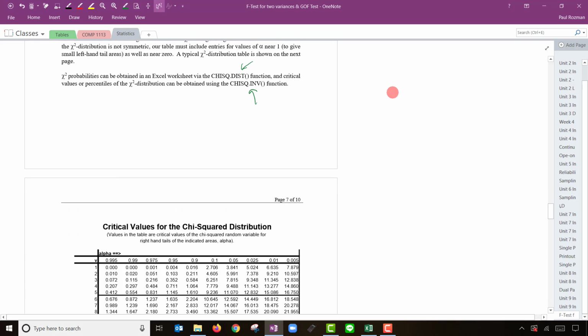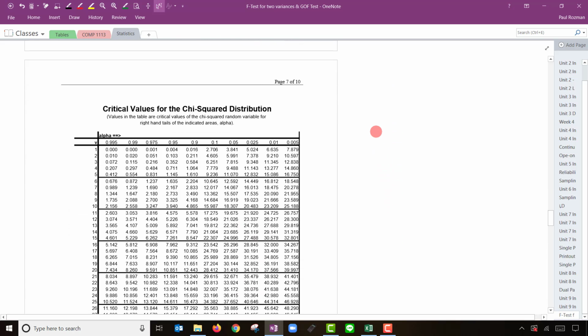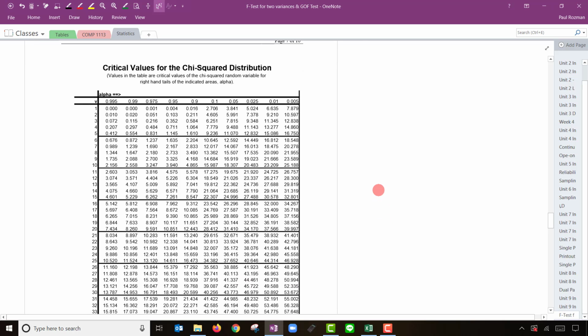The table for the chi-square distribution, I said it reminds me of the t-distribution because the table is very similar in nature that way. You have degrees of freedom down the vertical axis. You have probabilities across the top axis, and it's always given as area to the right.